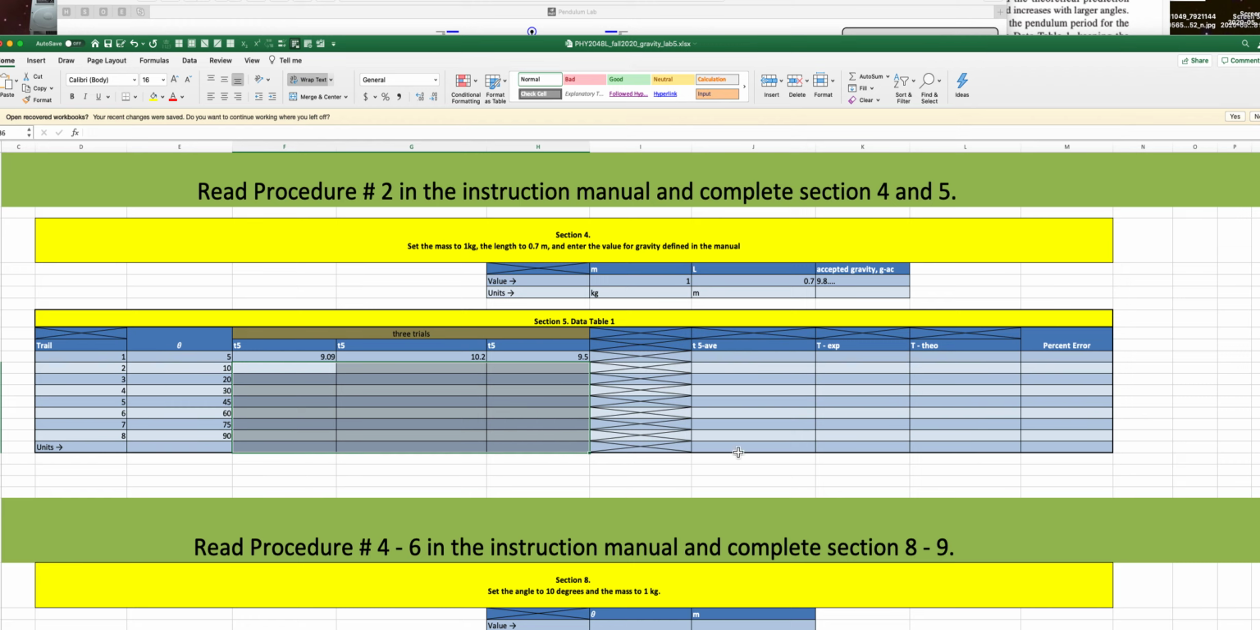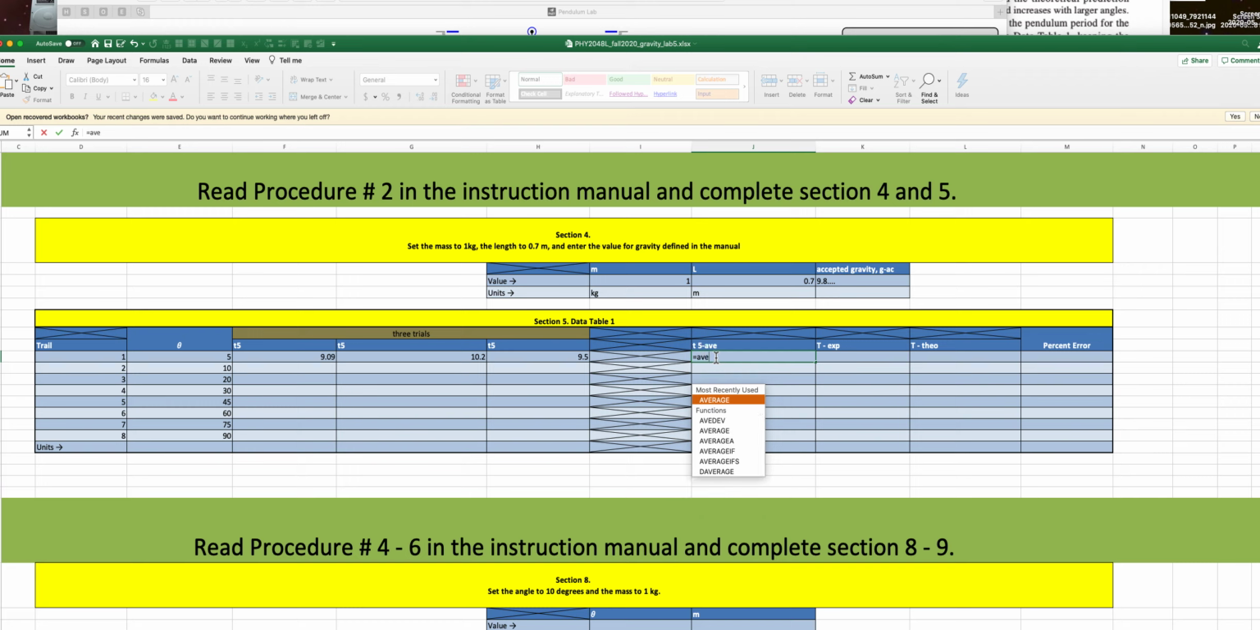And the next part is going to be the calculations. So here you want to calculate the average of those 5 times. So you can just do equals and an average, and then drag it across these numbers here. And that'll give you the average.